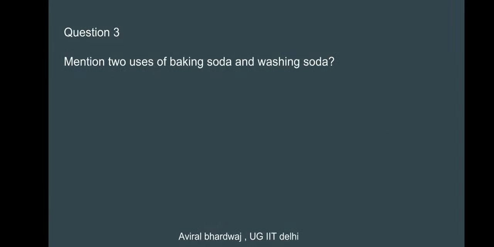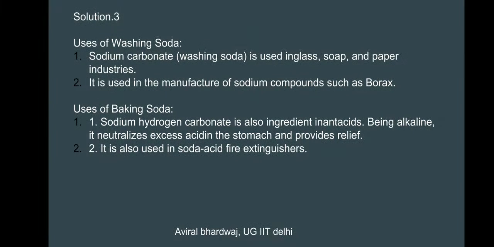The third question is, mention two uses of baking soda and washing soda. And the solution is, first the washing soda. Washing soda is common in every home, used in detergent. Its formula Na2CO3 is used in glass making, soap and paper industries. The second use is in making borax, a sodium compound which contains boron. It is a part of inorganic chemistry.